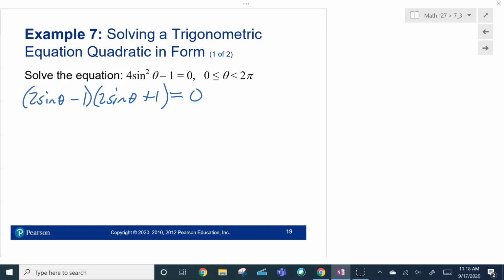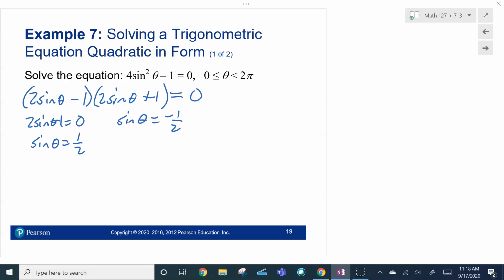Now we're just going to take, by the zero product property, 2 sine theta minus 1 equals 0. Oops, minus 1. So add 1, divide by 2, divide by 2. We got sine of theta equals a half. Over here, subtract 1, divide by 2, divide by 2. I got sine theta equals negative a half.